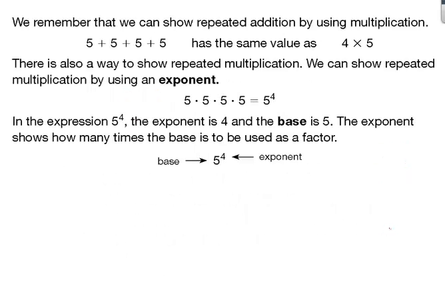We remember that we can show repeated addition by using multiplication. 5 plus 5 plus 5 plus 5 is the exact same thing as 4 times 5. That's how exponents work. There's always a way to show repeated multiplication. We can show repeated multiplication using an exponent. So 5 times 5 times 5 times 5 is the same thing as 5 to the 4th power, using the exponent 4 to show that we want to take that 5 and multiply it 4 times.